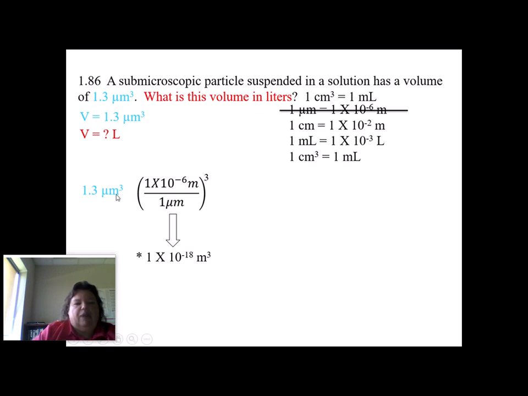Okay? So my micrometers cubed has canceled. Now I need to cancel out meters. So the only other one up here that has meters in it is the second one. It goes from centimeters to meters. So is the centimeters going to go on top or bottom for this next section?